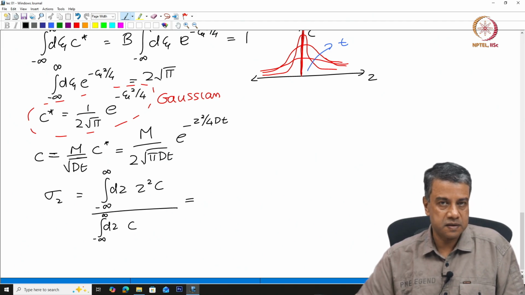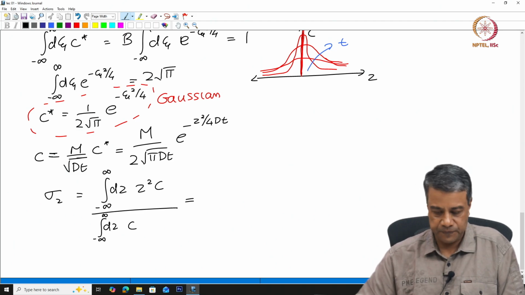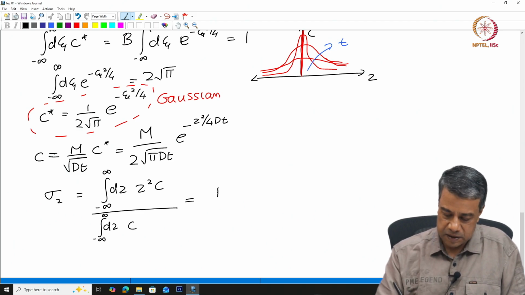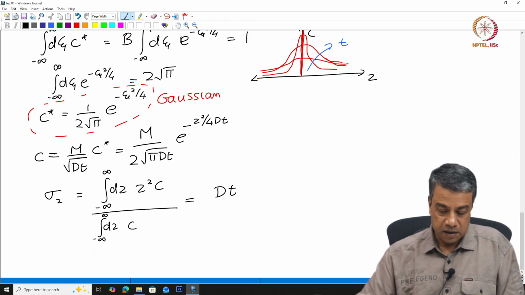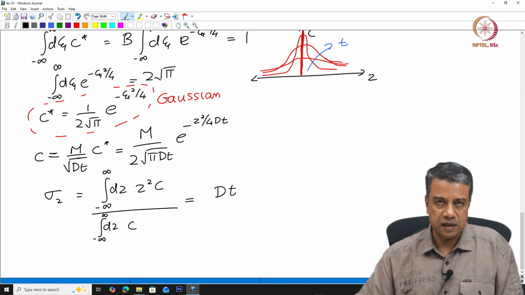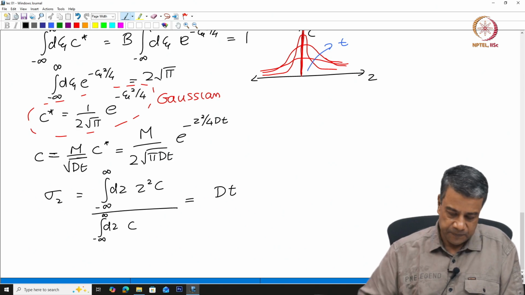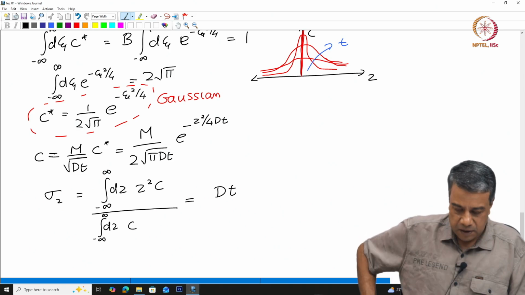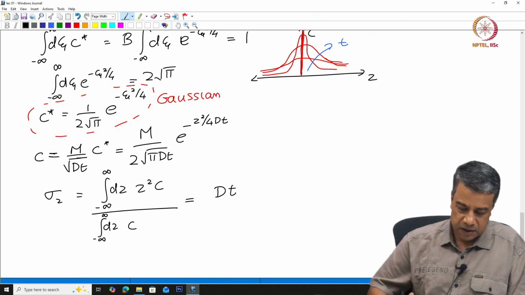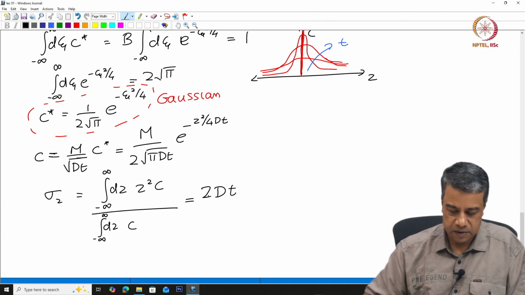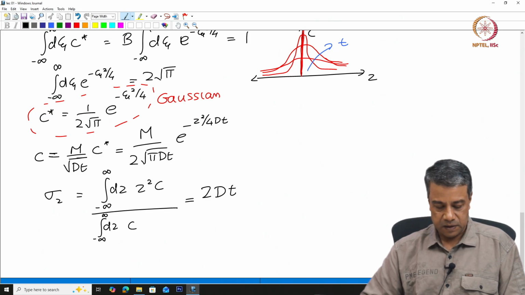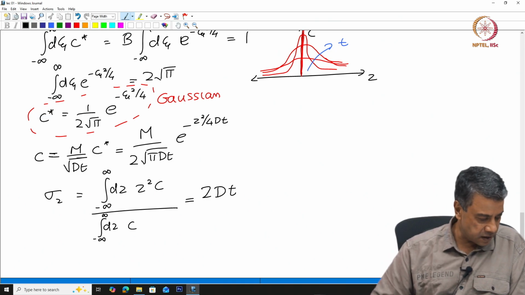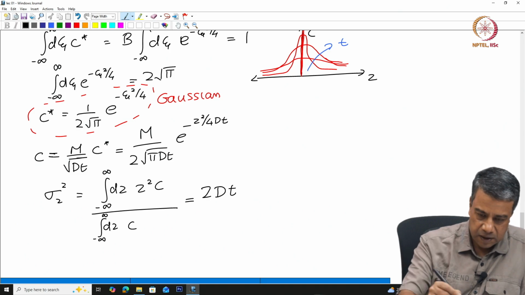It has to have dimensions of length square, and it has to depend upon only the diffusion coefficient and time. So, just by dimensional analysis, this has to be d times t, because once you have integrated, the resulting expression cannot depend on z, because you have already integrated over z. So, it can depend only upon the diffusion coefficient and time, and there is a constant in front. That constant turns out to be 2. This is the variance.